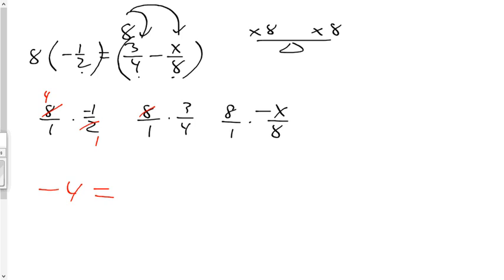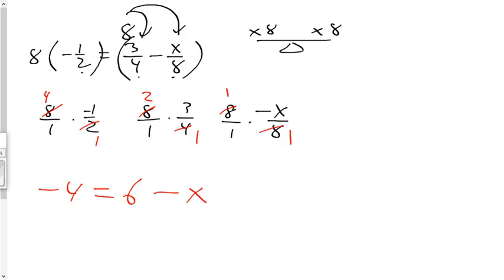When I reduce this, Bree, what will that multiply out by? 8 times 3/4 is what? What's 8 times 3/4? 6 is correct. Yep. And then when you cross-reduce this, you're just going to get negative x.